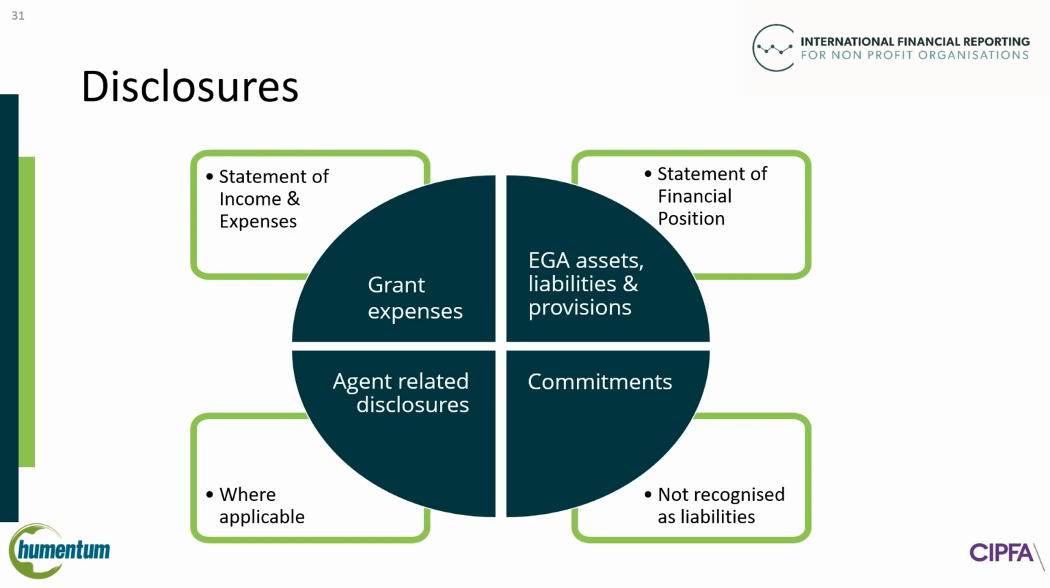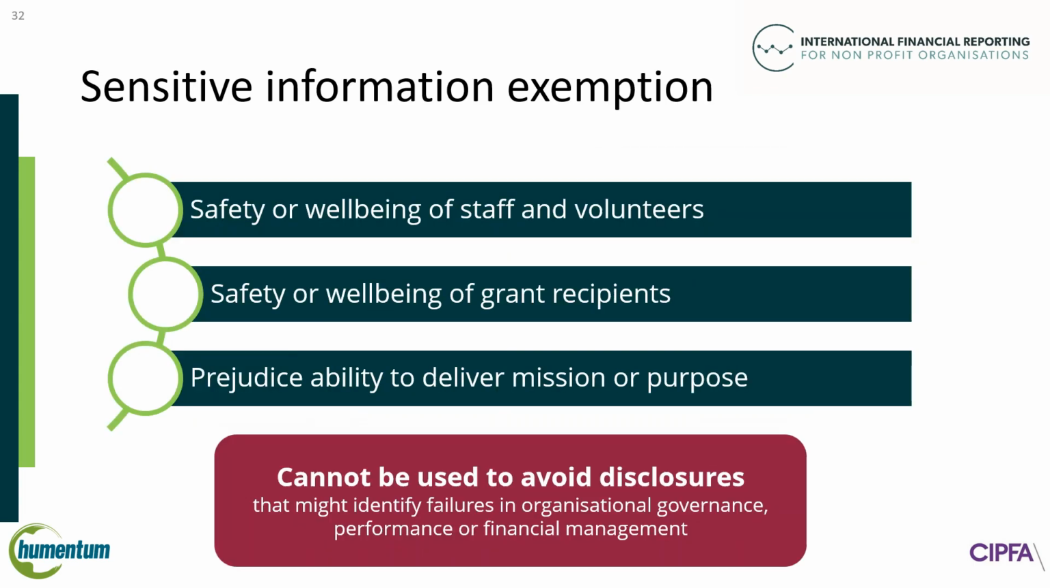Additionally, the grant-providing NPO must provide the following specific disclosures: the amount recognized as grant expenses in the statement of income and expenses, and amounts financed from revenue classified to funds with restrictions. Amounts shown on the statement of financial position as EGA-related prepayment assets, liabilities, and provisions. Any commitments to provide grant funding that are not recognized as liabilities. And, if acting as an agent, further disclosures including details of any balances held as an agent, the name and objects of the entity on whose behalf the balances are held, and why the grant-providing NPO is acting for them.